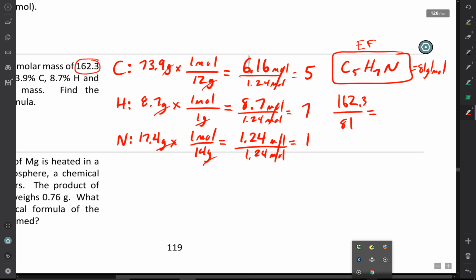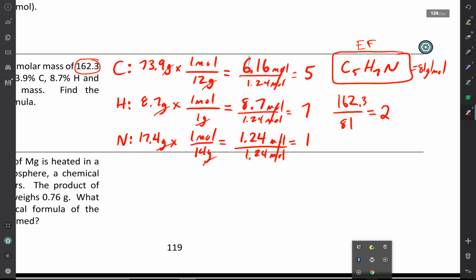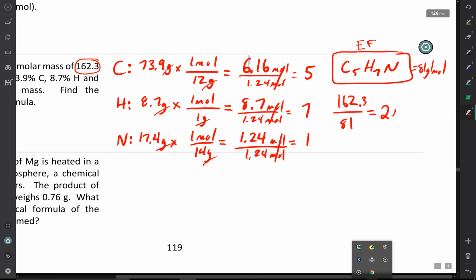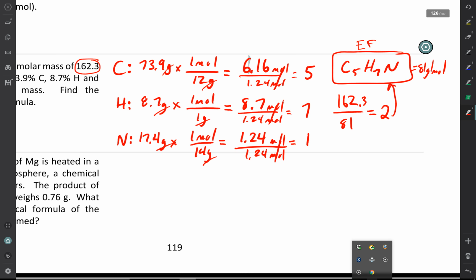It's 162.3 technically. When I do this division, I end up with pretty darn close to 2. You can imagine if I was a little bit more specific or precise with my molar masses of carbon, hydrogen, and nitrogen, I might get this to be exactly 2, but this is plenty close enough for our purposes. This is telling us that we need to take our empirical formula and multiply the subscripts all by 2 in this case to get to the molecular formula.